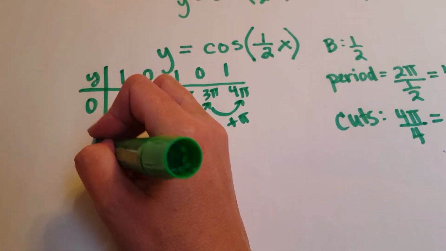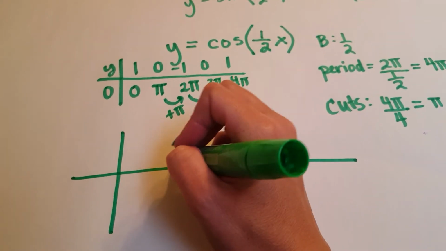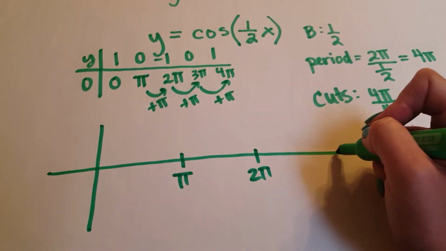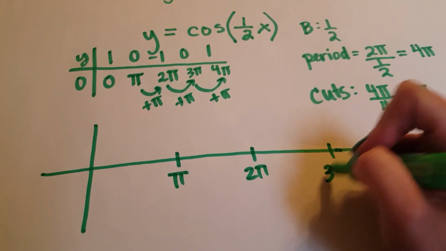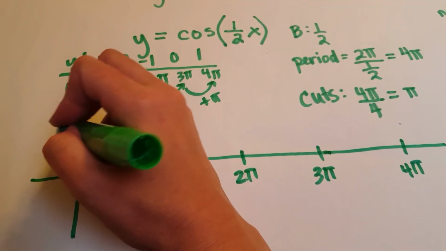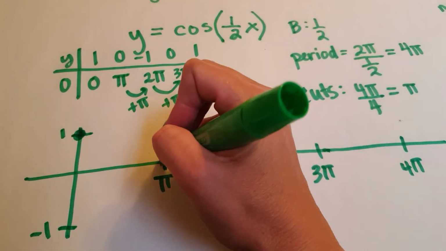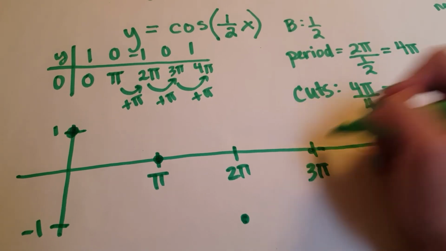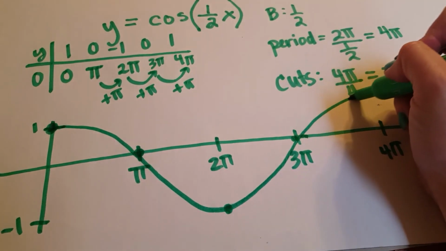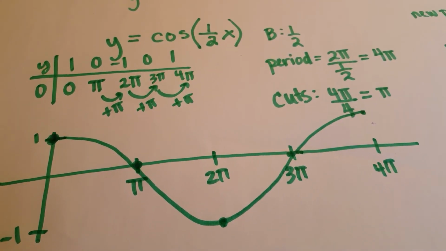So let's go ahead and try it. We're going to stretch it out so you can really see it. So we'll call this pi, 2 pi, I'm going to need to make it longer, 3 pi, 4 pi, and values of 1 and negative 1. So here we go: 1, 0, negative 1, 0, 1. Connect those dots. Boom. And that's how you figure out your new period and how to graph it. Good luck.